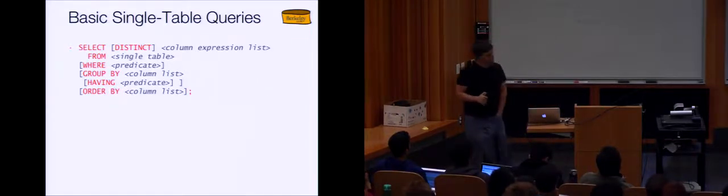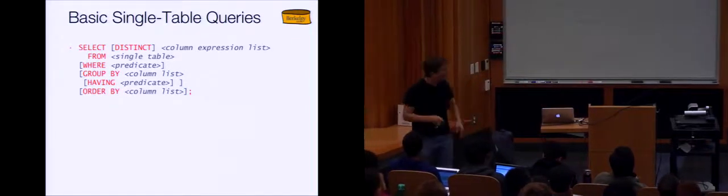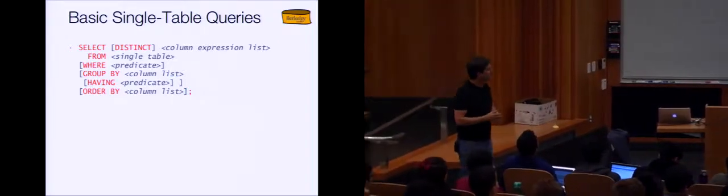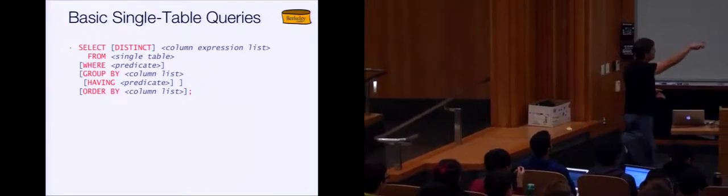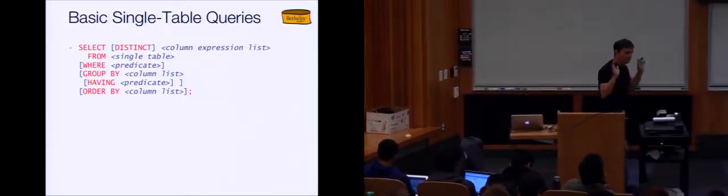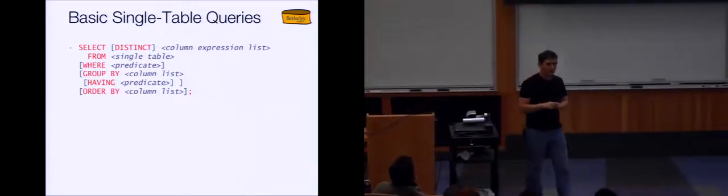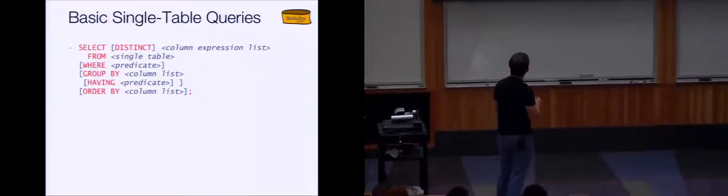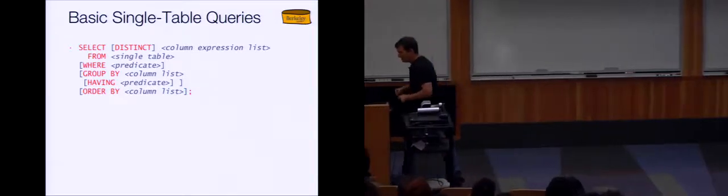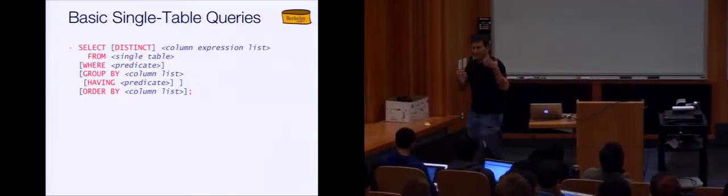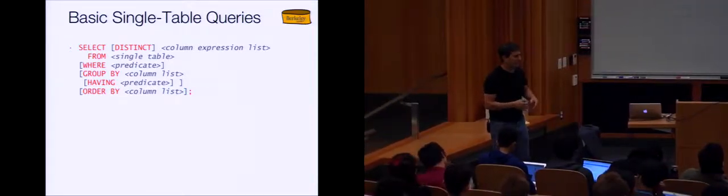All right, here's your basic structure of an SQL query. Anything in brackets is optional. So select column expression list from table is the minimalist SQL query, okay? But you can also add things like select distinct, which is, well, we'll go through these one by one. That's the skeleton. And what I'm going to do over the next set of slides is walk you through all the clauses and give you examples, okay?